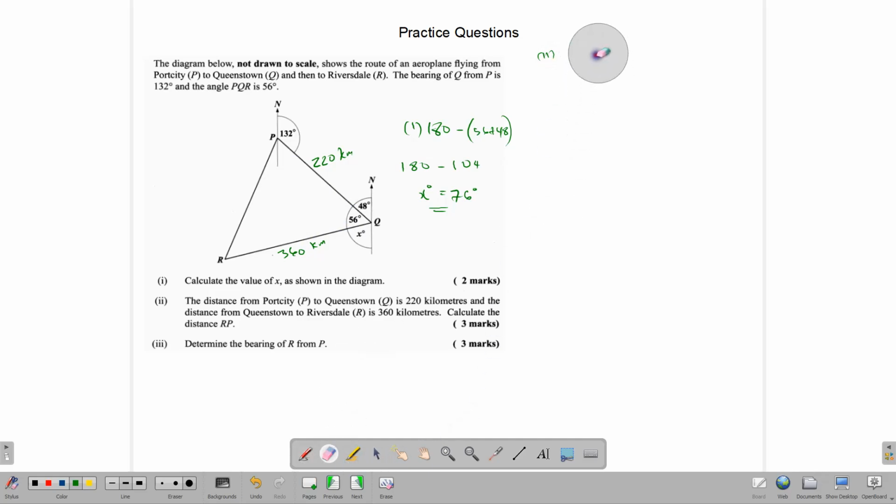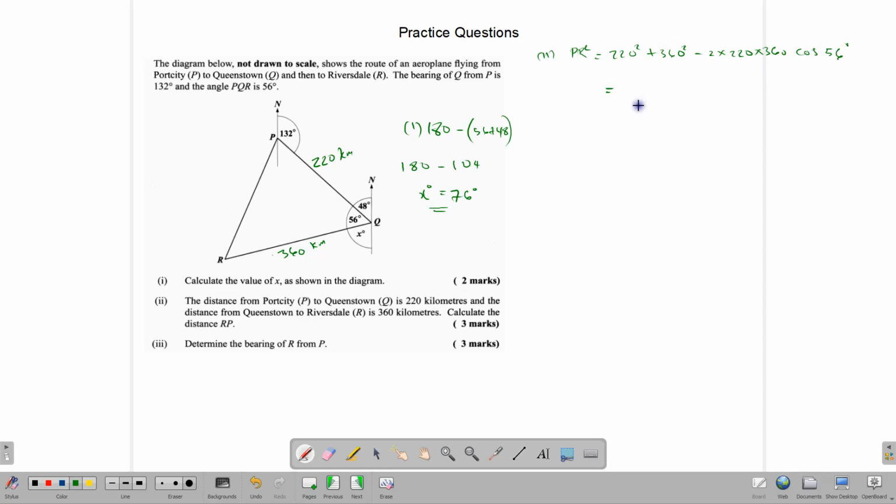We're going to use RP squared or PR squared is equal to 220 squared plus 360 squared minus 2 times 220 times 360 times the cosine of the angle, and the angle there is 56 degrees. Once you type that into your calculator, there's no need to work it out manually. Just type in the whole thing and make sure that you type it in correctly.